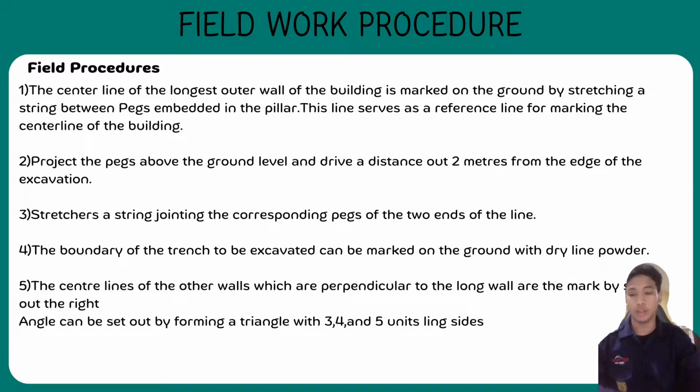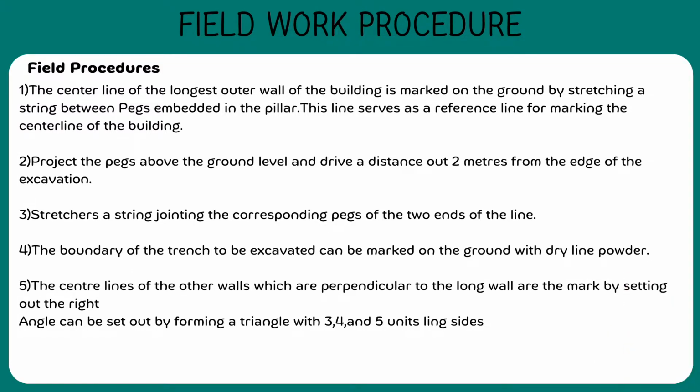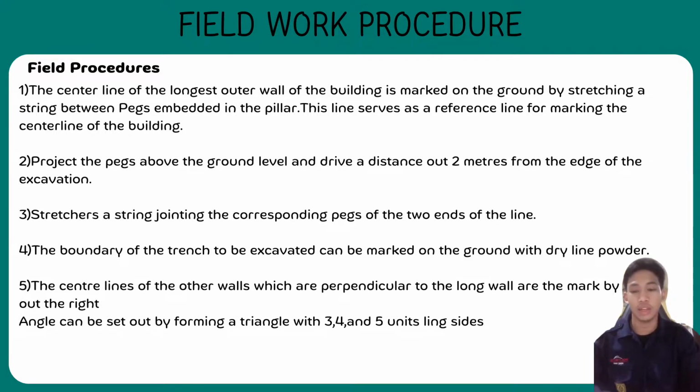Okay, let's go with the field procedure. So the first step is the center line of the longest outer wall of the building is marked on the ground by stretching a string between pegs embedded in the pillar. This line serves as a reference line for marking the center line of the building. Number 2 is project the pegs above the ground level and drive a distance of 2 meters from the edge of the excavation. Number 3 is stretch a string joining the corresponding pegs of the two ends of the line.